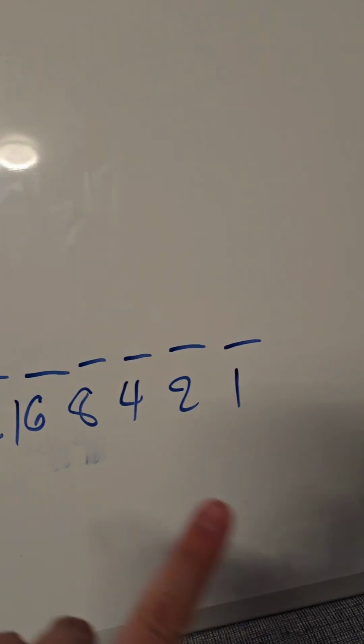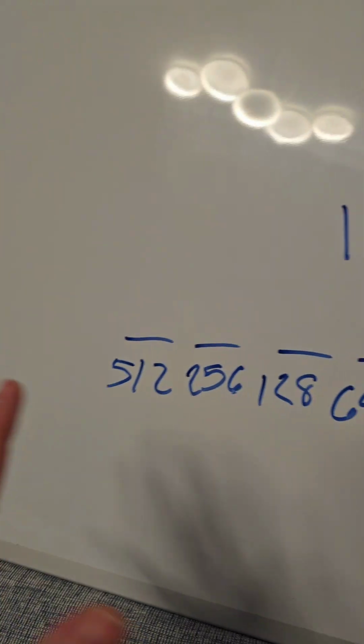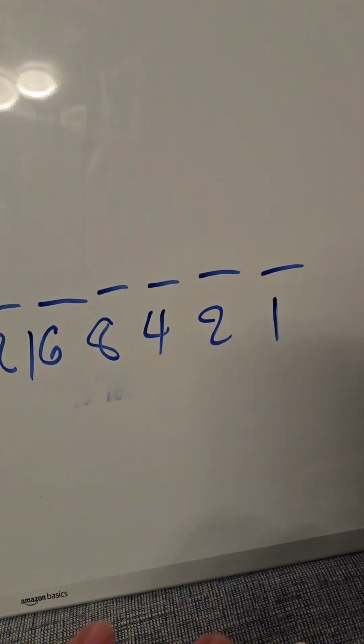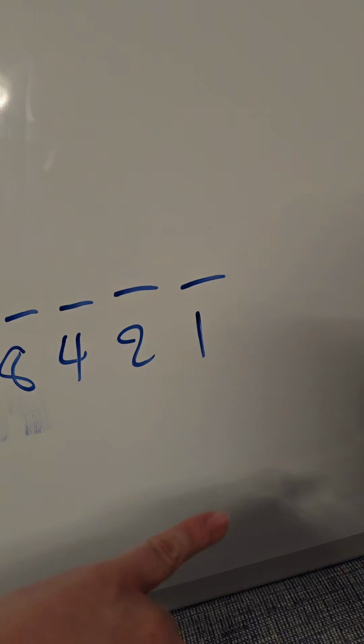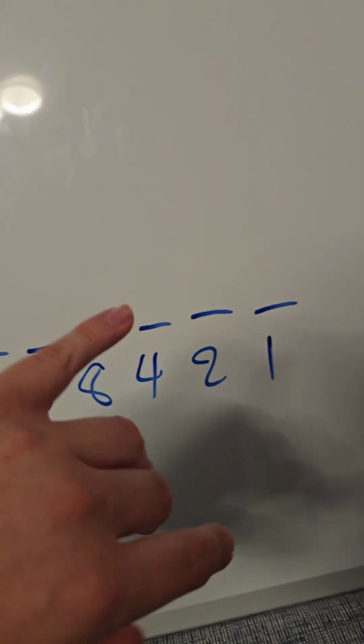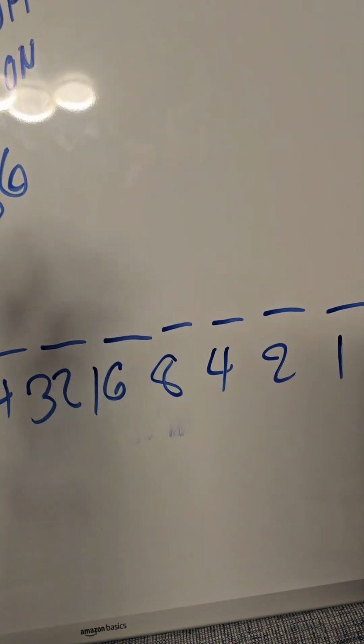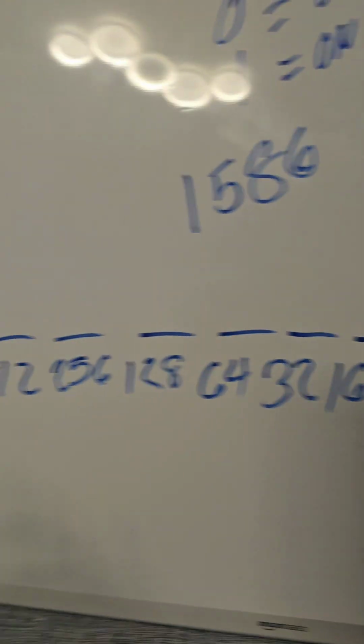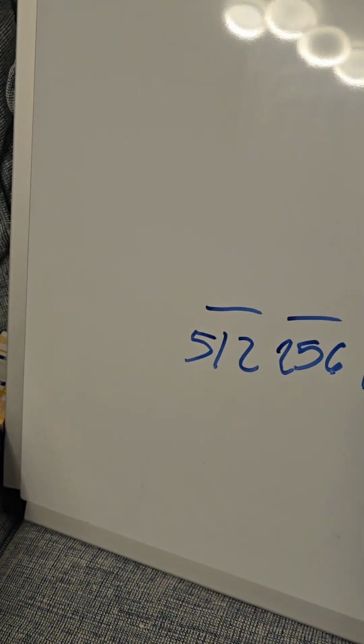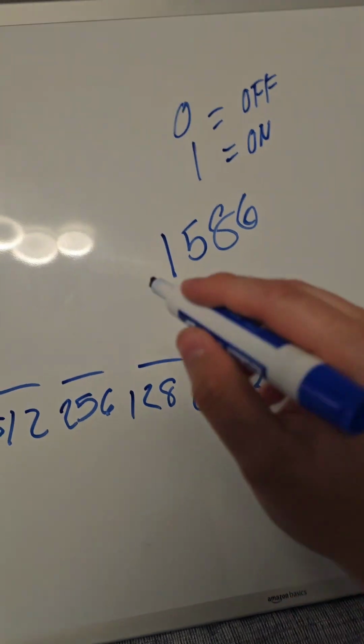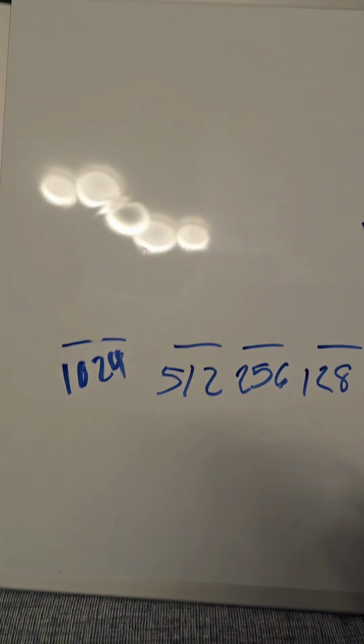Okay, I went ahead and put out the basic numeric scale for binary. Pretty much, you're always going to multiply by 2. So you start with 1, times 2 is 2, times 2 is 4, times 2 is 8, times 2 is 16, and so on and so forth. It goes on forever.